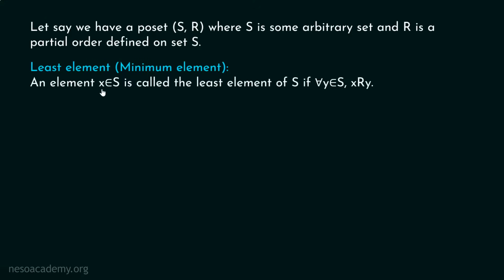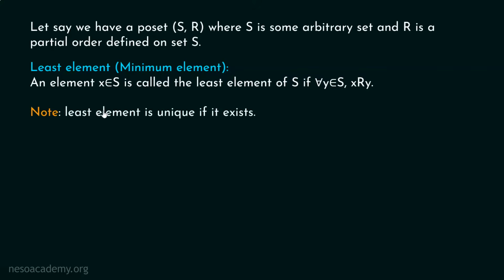An element X belonging to S is called the least element or minimum element of S if for all Y belonging to S, X is related to Y. Let us suppose that there is some element X belonging to S. If this element is a least element, then for all Y belonging to S, X must be related to Y. This element must be related to every other element of S. Then we can consider this element X as the least element.